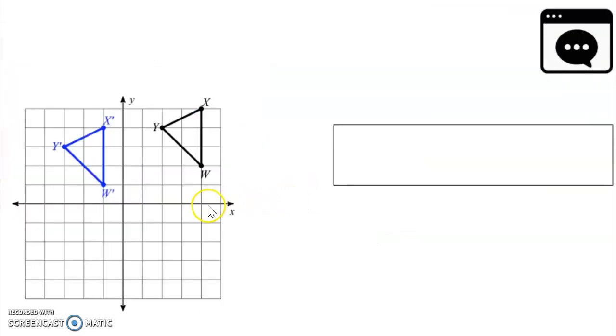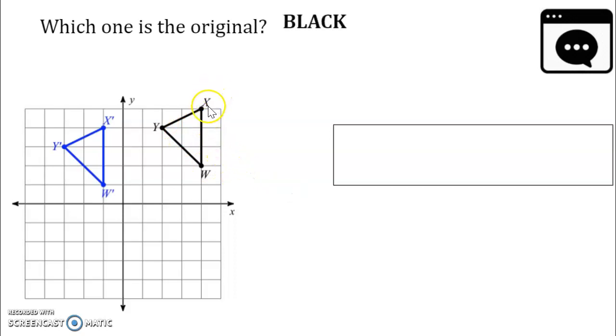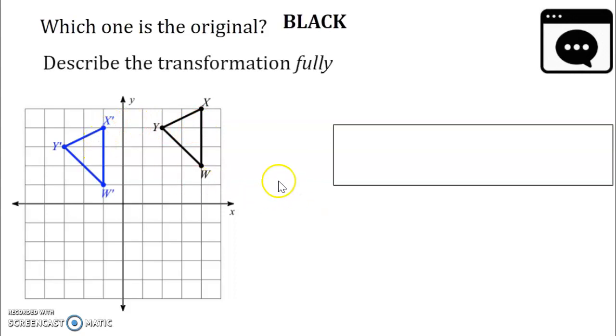Okay? Alright, so then what's the transformation that is described here? Which is the original, which is the transform, which is the new? Well, the black is the original because we don't have the prime notation, and blue is after the transformation. Describe the transformation fully. What sort of transformation is it? Is it translation, reflection, or rotation? It looks like it slid down or shifted. It just changed the position. The orientation is still the same, and the size is the same. It's just the position that has changed.